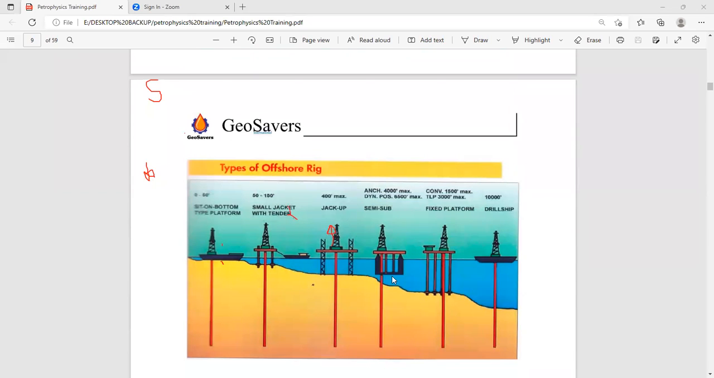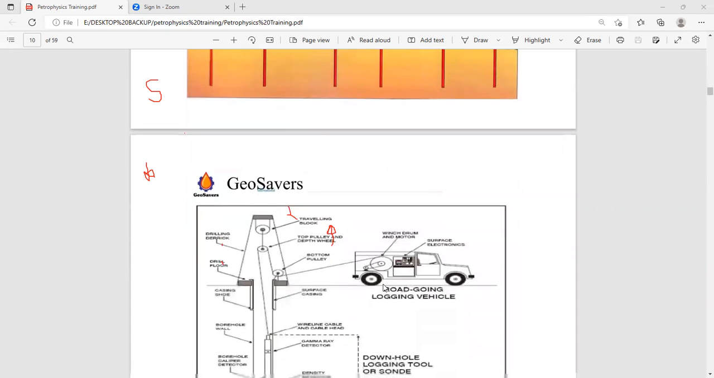All right, so these are the various types of offshore rigs that we have to drill the wells, because you cannot log if you don't have a well. In order to have that well, you need to undergo drilling. So these are the various types of rigs that we have.